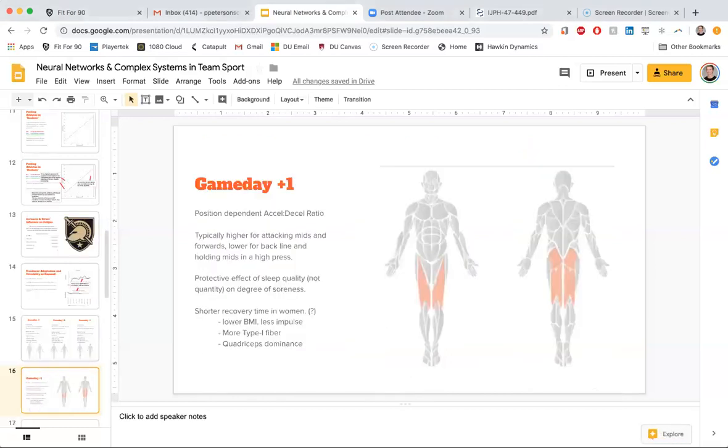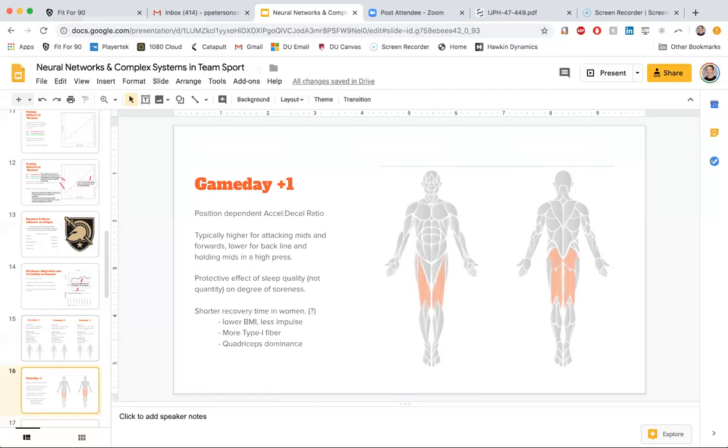So game day plus one, this would be the day after a game. This is where our wellness stuff really comes into play. It's position dependent when we look at the GPS for acceleration and deceleration ratio, but that'll often determine where these guys really start to report their highest levels of soreness. Typically higher for the attacking mids and forwards, meaning that they will go to goal and do a little more finishing. So we do get up in that acceleration ratio, and holding mids and the back line, those guys have a little more change of direction in our model.